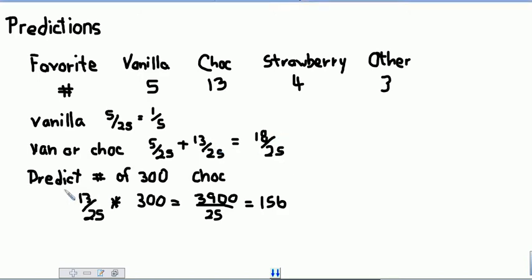But what if we're asked to make a prediction? Maybe we're asked to predict the number. If there are 300 people in your senior class, predict the number of those kids who would choose chocolate. Well, we take the probability of chocolate, which is 13 out of 25, times the total number in the class. Gives me 3,900 over 25, or 156. We would expect 156 of those seniors to pick chocolate as their favorite flavor of ice cream.